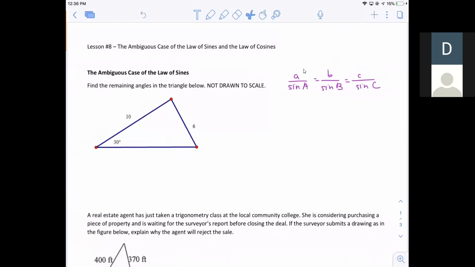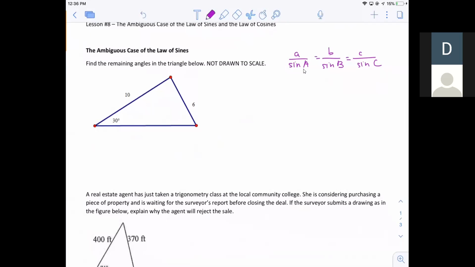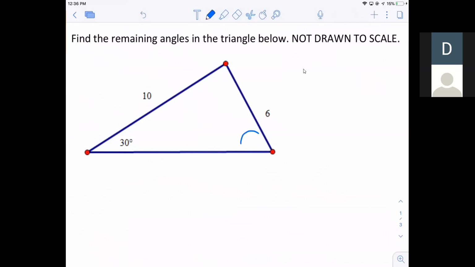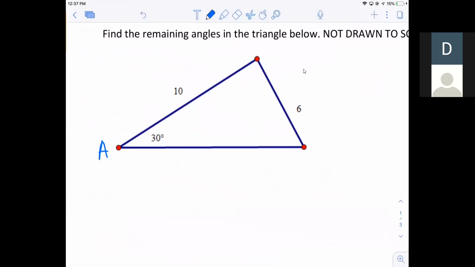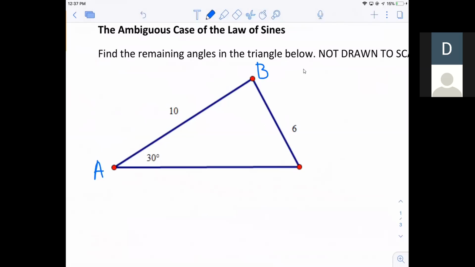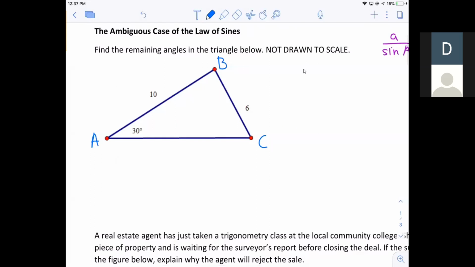All right, so find the remaining angles in this triangle below. It's not drawn to scale. So I want to find this angle and this angle. If I call this triangle ABC, which angle do you think I should find first? Angle B or angle C? Which angle am I capable of finding first?